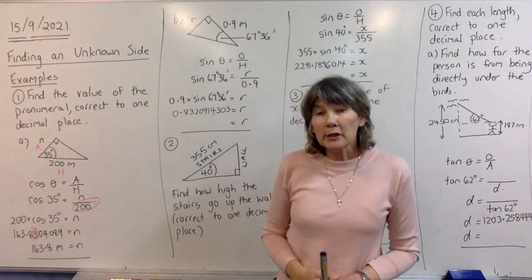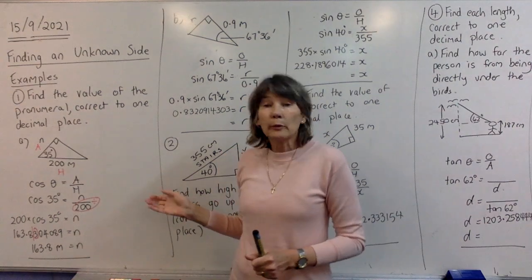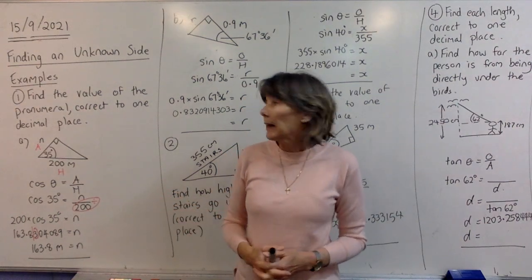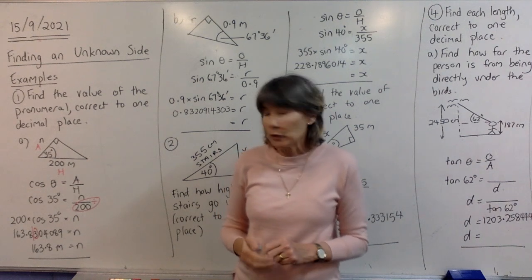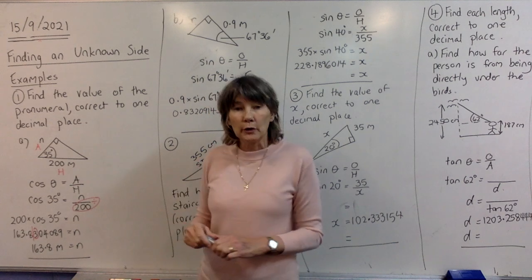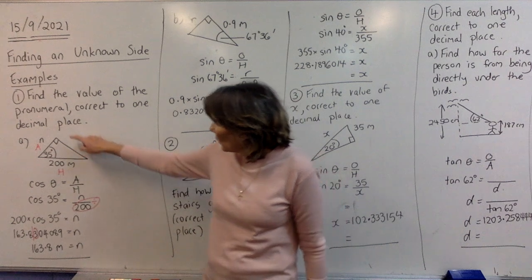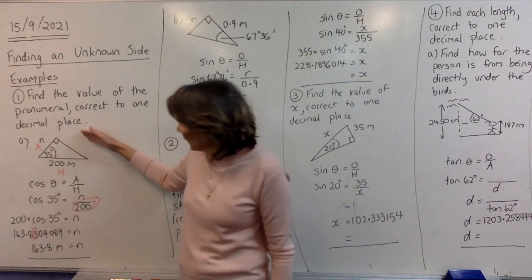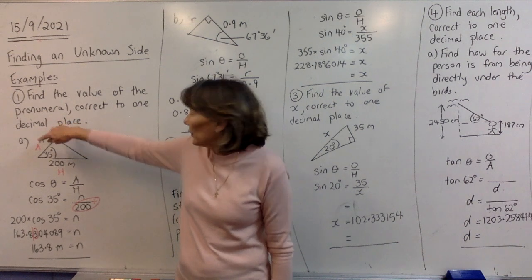Alright, so today we're going to still be using the trigonometry that we've been doing and our trig ratios of sine, cos and tan to be finding an unknown side in a right angled triangle. So in these first ones we're finding the value of the pronumeral, which is our letter, correct to 1 decimal place. Alright, so looking at this right angled triangle here, we've been asked to find this n value over here.